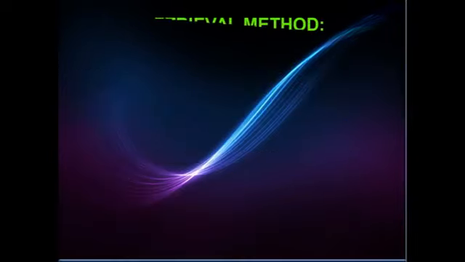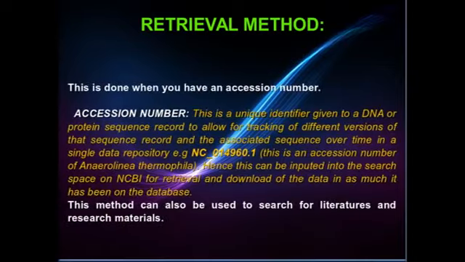So now let's move on. Retrieval method. What does it mean? When it comes to searching for data, we have retrieval method to be number one. But what is retrieval? What does it mean to retrieve? Now this is done when you have an accession number. You cannot retrieve until what you want to retrieve is already on the database. So what you need is an accession number.